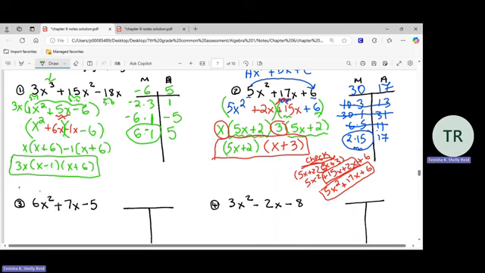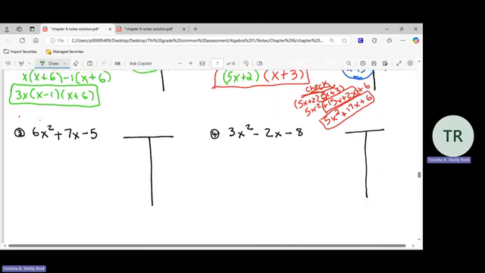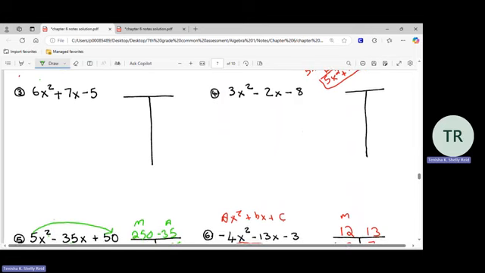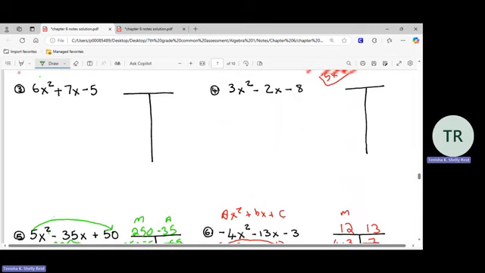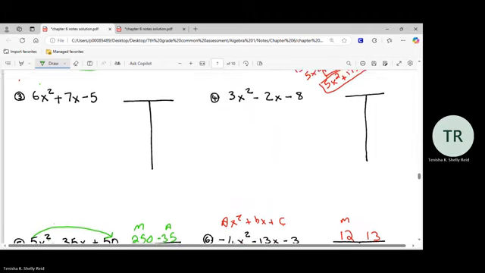I want you to go ahead and try number 3 and 4. Pause and try number 3 and 4 all by yourself. Let's see what we come up with. All right, now that you have paused it, this is your solution. I did 6 times, 6 times negative 5.